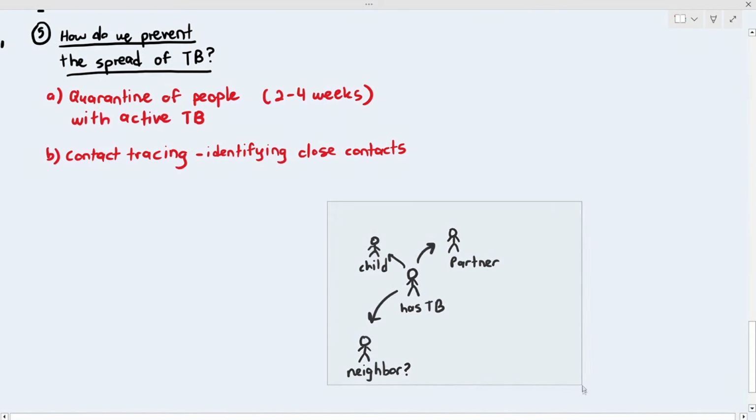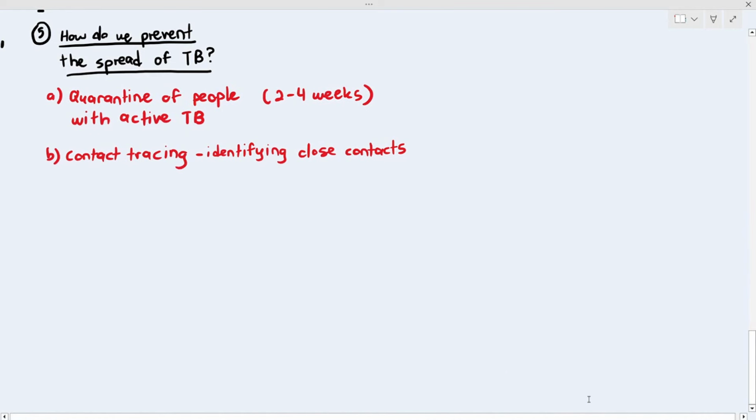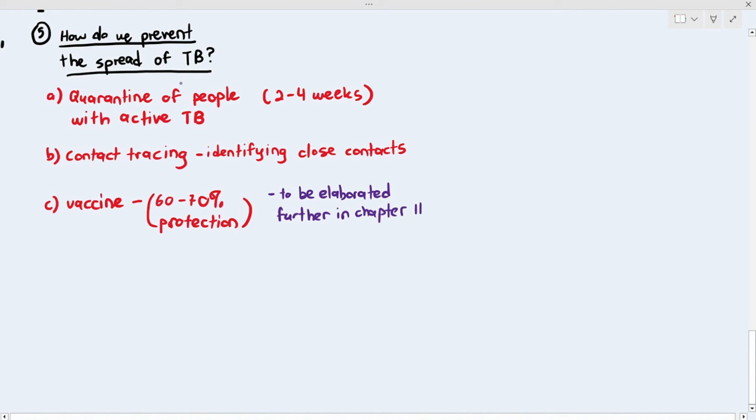The third one that we just have to talk about is vaccines. I am not going to go into the detail of vaccines because we will be elaborating on that in chapter 11. All we have to know about vaccines right now is there is a particular vaccine known as BCG. You don't have to memorize the name of the vaccine, but it is just good to know that there is a vaccine involved in the prevention of the spread of TB. However, it is just 60 to 70% protection.